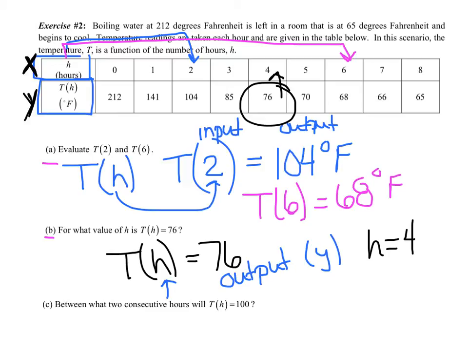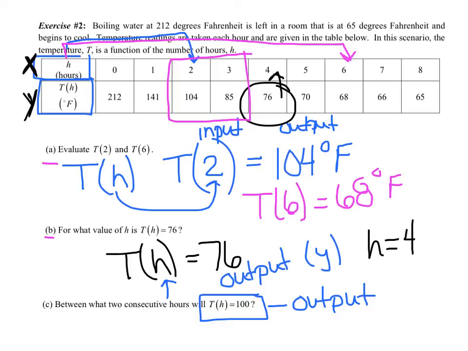Part C, between which two consecutive hours will T of H equal 100? Okay, so again, are they giving you the input or the output? If I tell you T of H equals 100, I'm giving you the equals, this is the output. Okay, so I want to know, when is the output 100? Now if you look closely, none of them say exactly 100, and that should make sense because it says between what 2 hours will I get 100 degrees Fahrenheit. So I would scan this again, and I would say 100 degrees is going to fall someplace between 2 to 3 hours.